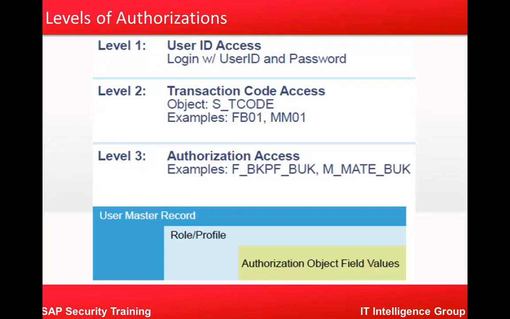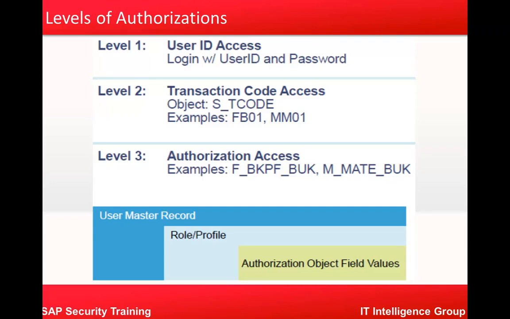So there are different levels of authorizations. User ID access, that is using user ID and password. Transaction code access, basically giving access to an object S_TCODE with values such as FD01, MM01, etc., depending on the type of activity. Authorization object access, which is the values for things like F_BKPF_BUK, F_BKPF_BUK, M_MATE_BUK. Here you can see a user master record which has information about the authorization object field values, the roles and profiles, and the user master record.